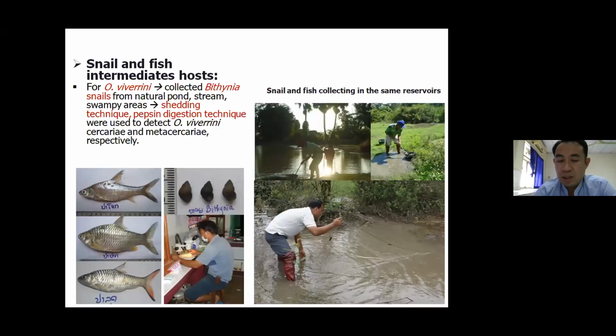We also collected snails and some fish to survey the intermediate hosts for Opisthorchis viverrini. We collected many fish and Bithynia snails from the ponds and some streams of Khong district.